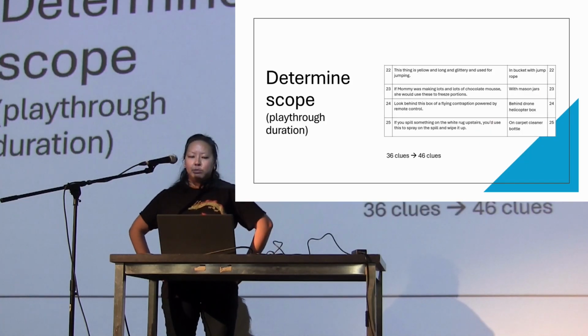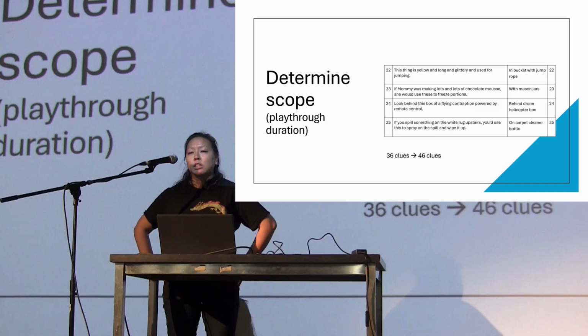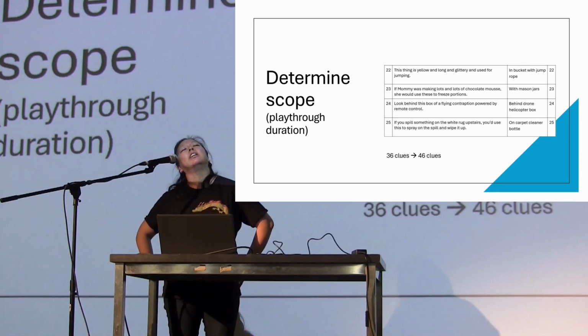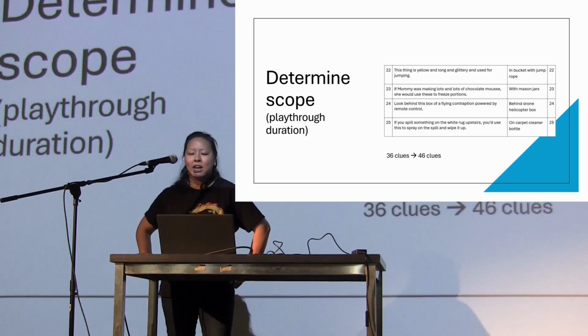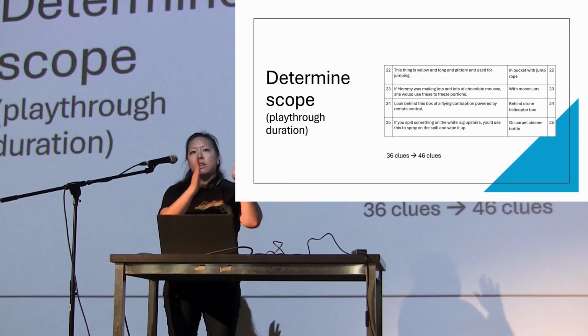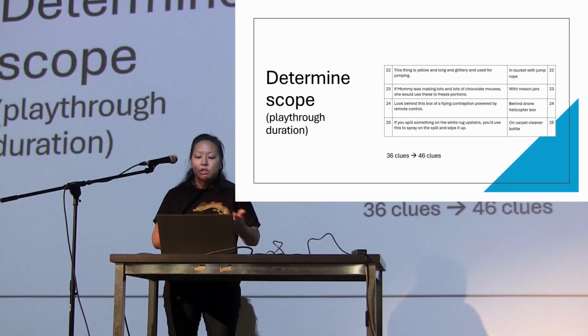For determining scope, I was really just wanting to have them play for as long as possible, and I was like, dear God, I hope this lasts more than 10 minutes. And it did. So the way I do this is I have clues written, and then I have an answer key. The first time I started out with 36 clues, and then the next time I moved up to 46.